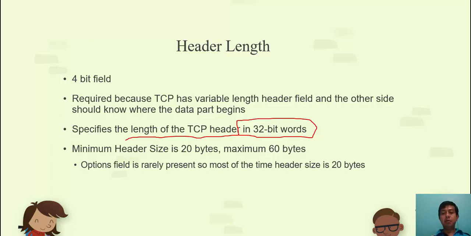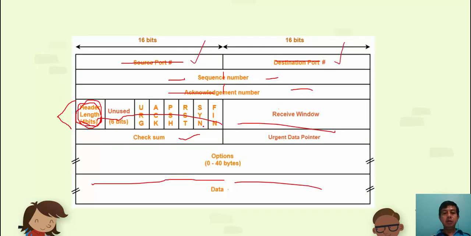What does it mean? Say the option field is not present. Option field is 0. Then how many 32-bit words are there in the header part? Source port is 16-bit, destination port is 16-bit. So 16 plus 16, 32. So this is the first 32-bit word. Sequence number size is a total of 32 bits. So this is the second. That means we already have two 32-bit words.